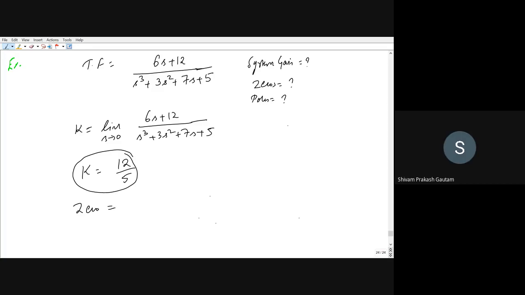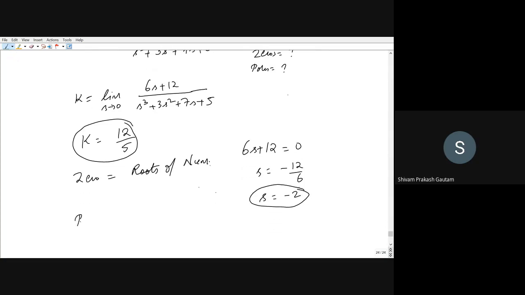Zeros are the roots of the numerator. Sorry, sir, numerator. So 6s plus 12 will be equal to 0. s will be equal to minus 12 by 6, which will be equal to minus 2. Here is my zero, s is equal to minus 2.